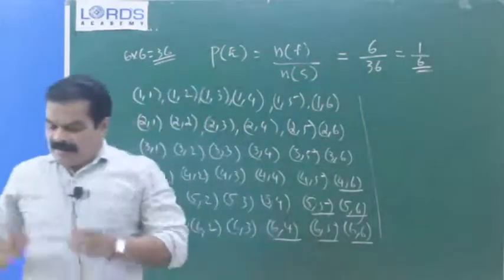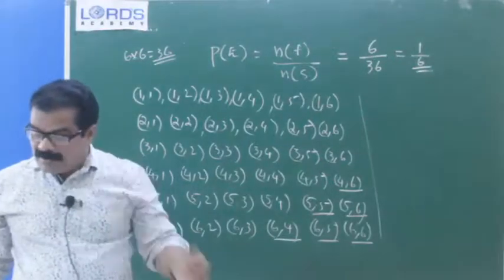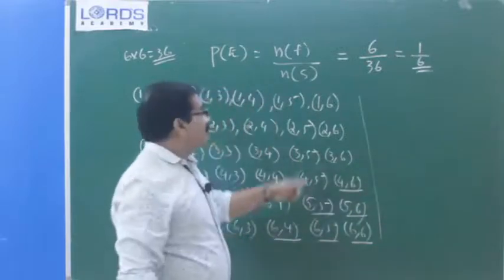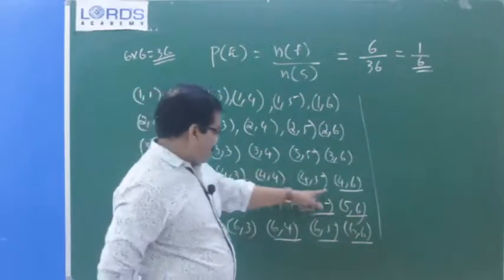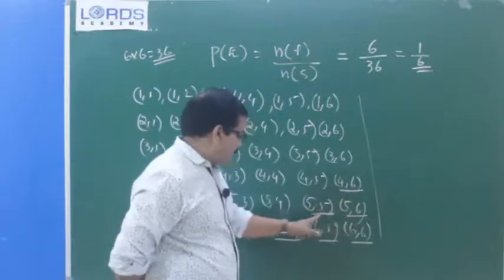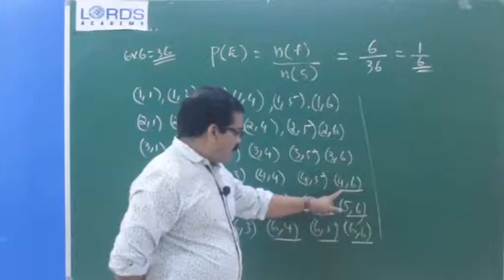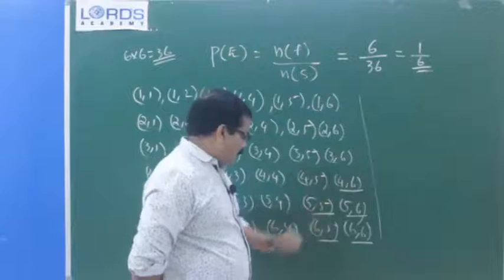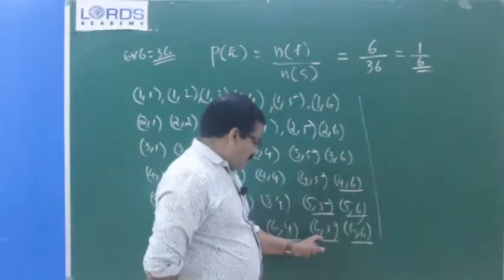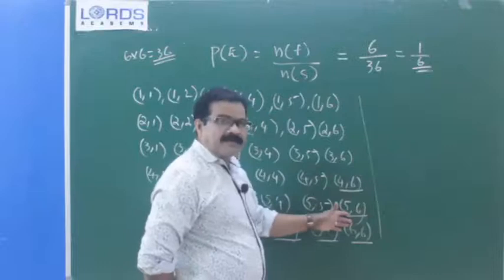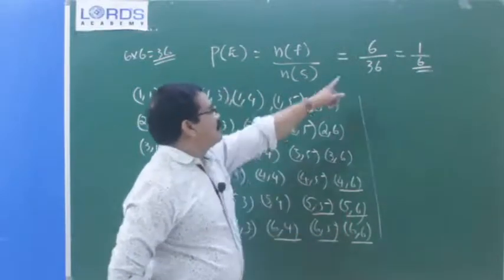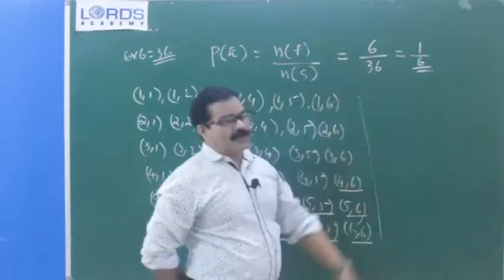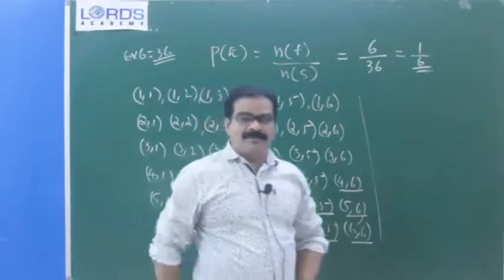Okay. Next one. All of you write this. In this case you underline these pairs. The favorable cases for getting a total of at least 10 are 4 plus 6, 10, 5 plus 5, 10, and 5 plus 6, 11, which is more than 10. That we can consider. So the number of favorable cases is 6, possible cases 36. 6 by 36 is equal to 1 by 6. I think all of you understood this part.